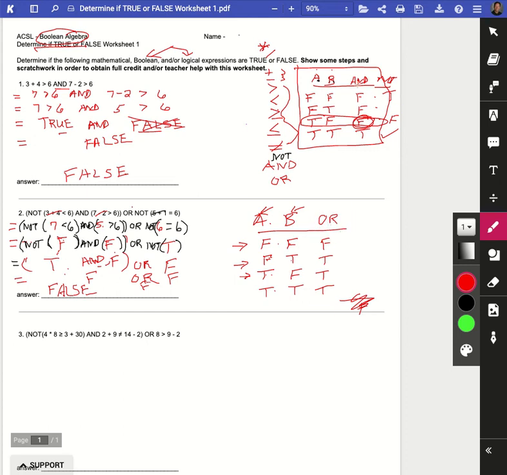Here was the truth chart for and. And now let's do this last exercise on this video. Working from inside the parentheses out, 4 times 8 is 32. 3 plus 30 is 33. 2 plus 9 is 11. 14 minus 2 is 12. 9 minus 2 is 7.